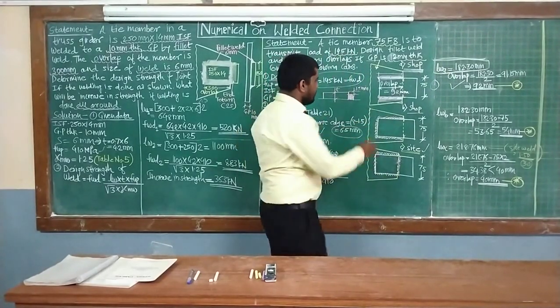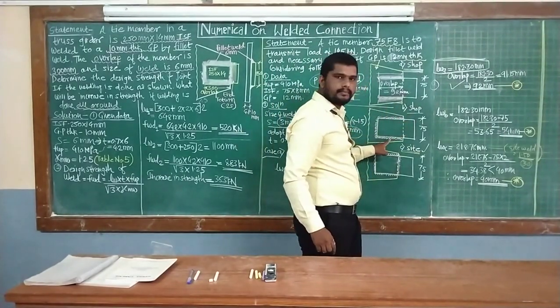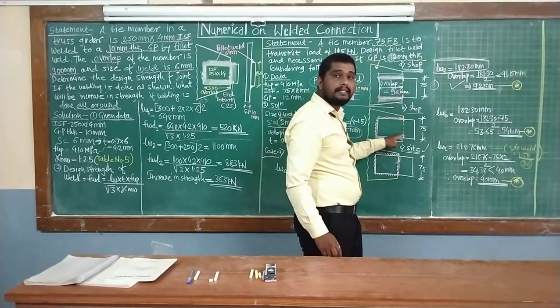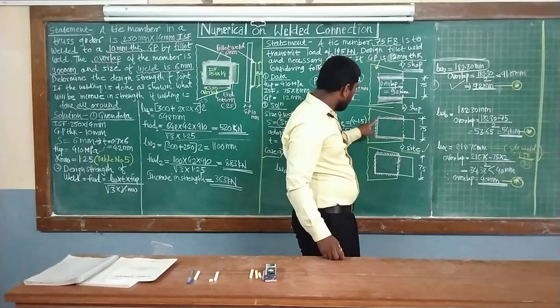Then the second case. What is our second case? The length of the weld we are going to provide on three sides, meaning horizontal and the vertical.